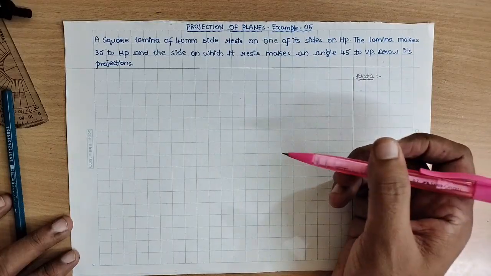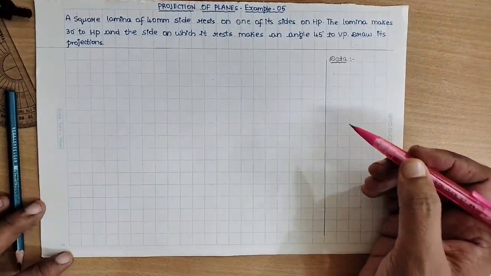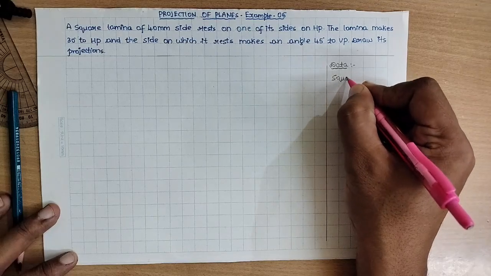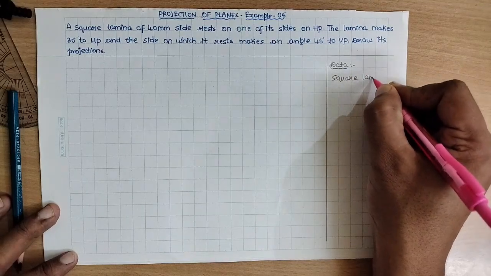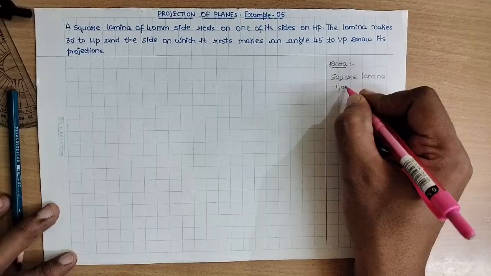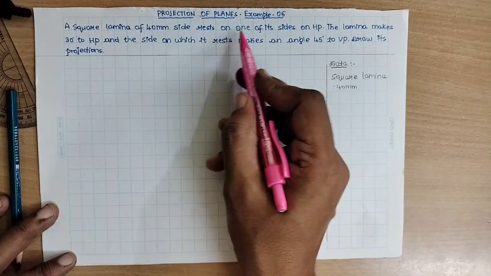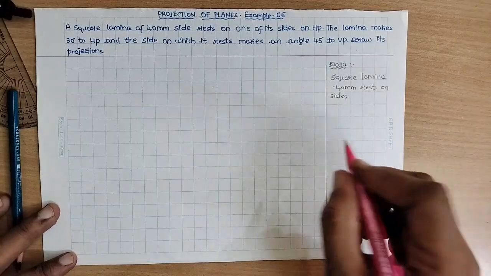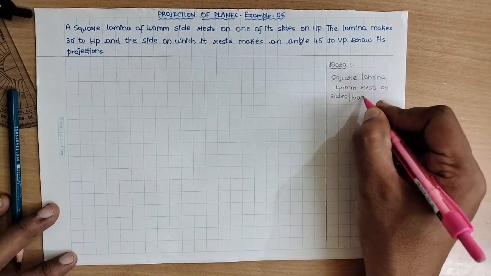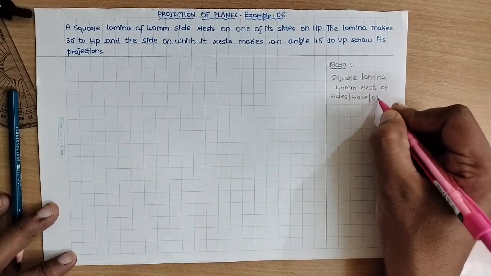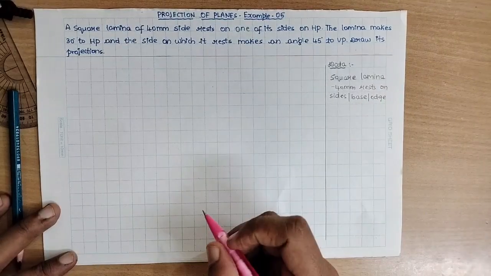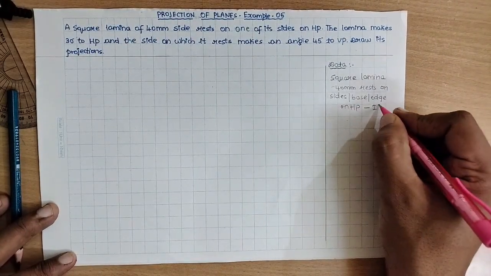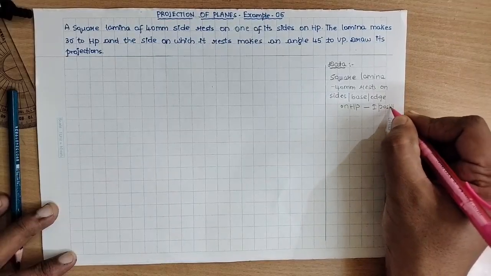Draw its projection. As usual, the first thing, let us take the data towards the side of the paper. Clearly mentioned, it is the square based lamina. The side is 40 mm. It is resting on one of its sides. Please do remember, side or base or edge, all one and the same meaning, resting on HP. So this complete data constitutes first position.